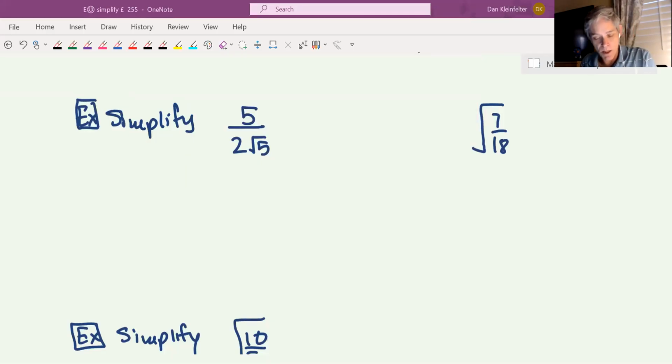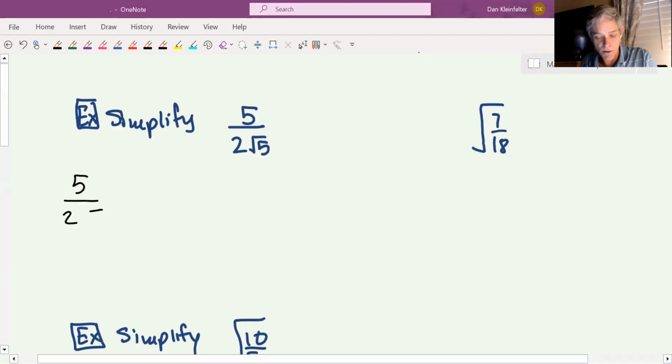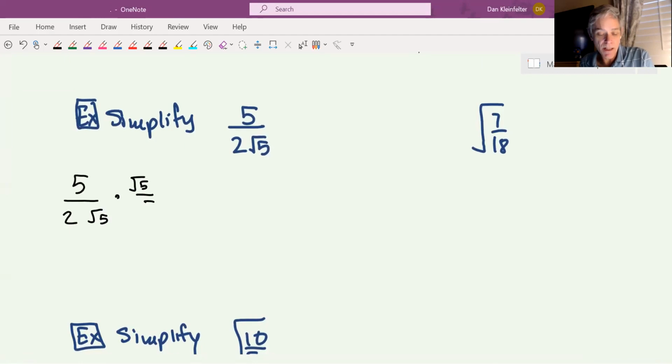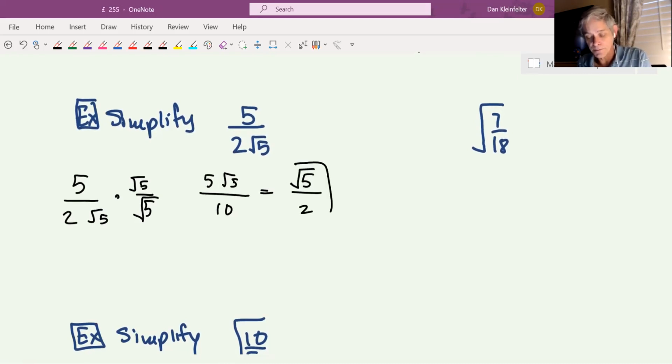All right, so let's try some more examples. Here we have 5 over 2 square roots of 5, and we're going to multiply the numerator and denominator by the square root of 5. Then up top we'll have 5 root 5. Root 5 times root 5 gives us a 5, times 2 makes 10. And then the 5 and 10 here have a common factor of 5, which can be divided out. Leaves us with the square root of 5 over 2. And that's the end of that.